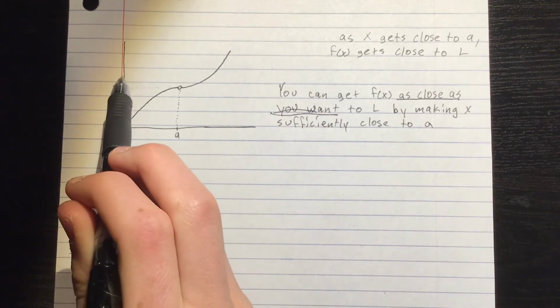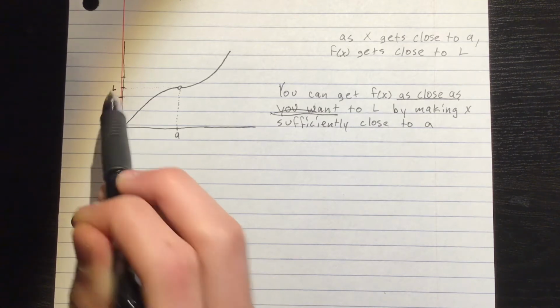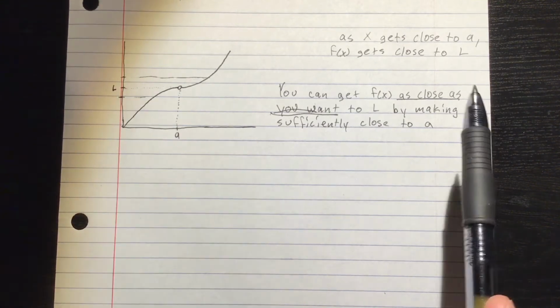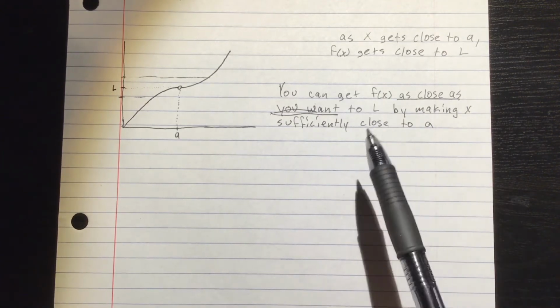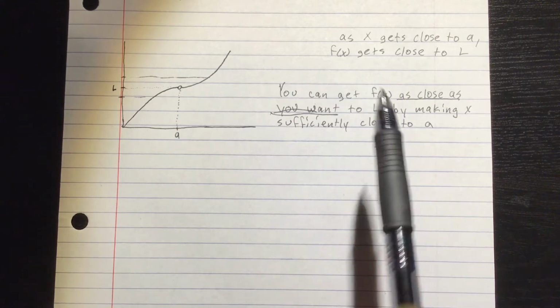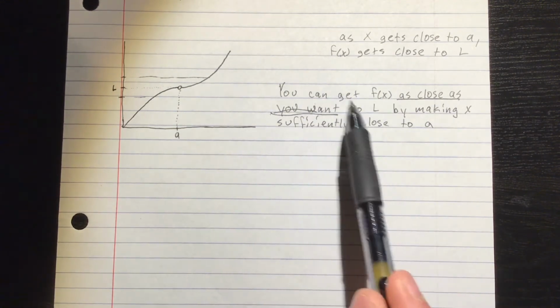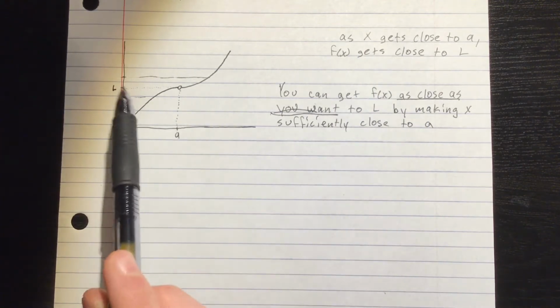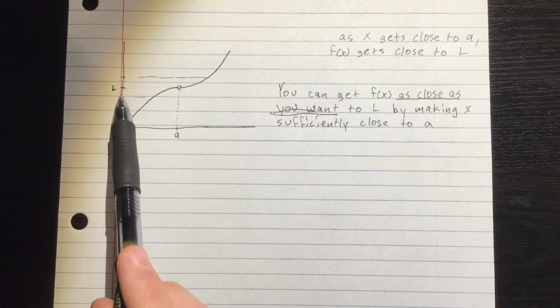So if I want to be this far away from L, this distance right here, what this is now saying is that I can pick x values sufficiently close to a so that I will always have f of x values as close as you want to L. So you see this little interval around L? Within this is how close you want it to be to L.